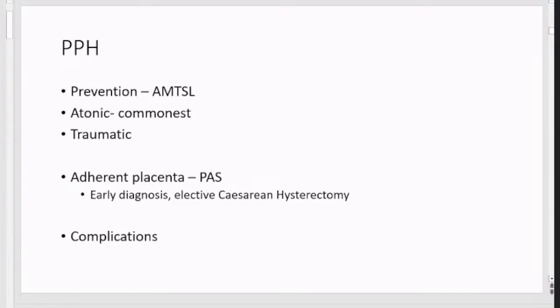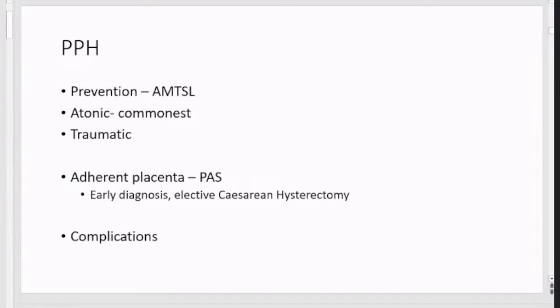Here again, as I said, prevention. So the first thing that you should write is that AMTSL should be done for every patient in order to prevent PPH, because PPH is one of the commonest causes of even maternal mortality. So you can mention those bad effects, right? Once you mention that, you don't have to write it at the beginning itself, but somewhere in the management or anywhere you can put the preventive aspects, right?